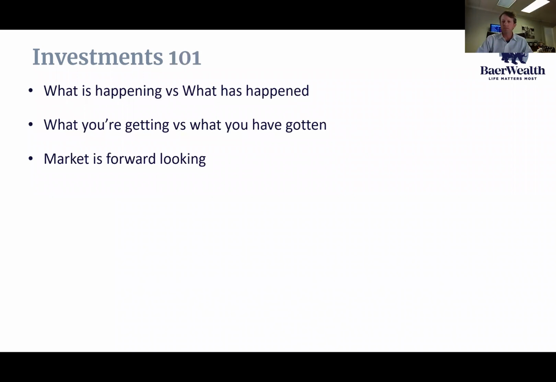So let's talk about these ideas when we think about the market. This idea of what has happened versus how people more so think of it, what is happening, right? We hear it all the time: well, I'm getting 6% return on my investments. And this isn't to be ticky tack, but that's a really wrong way of thinking about it, quite frankly. You're not ever getting anything. It's what you have gotten, right?